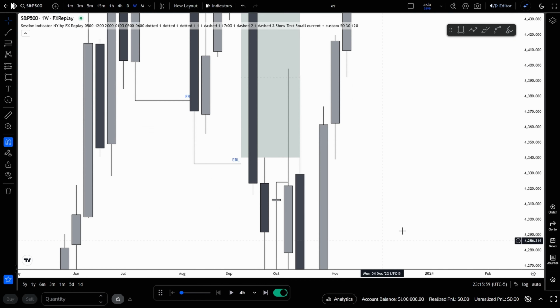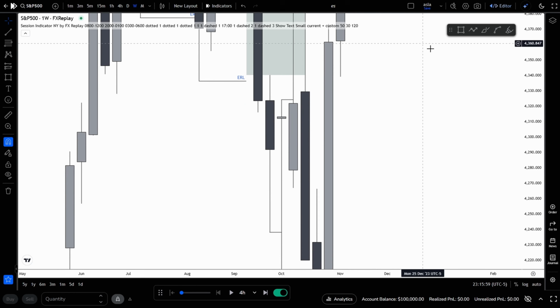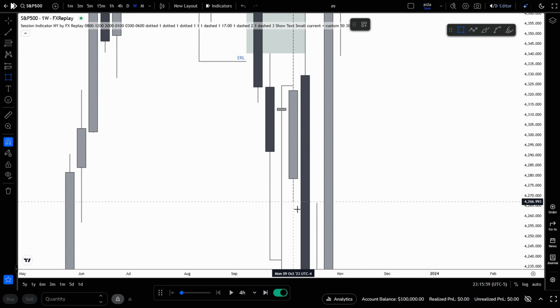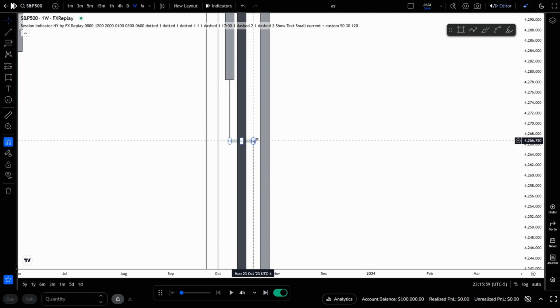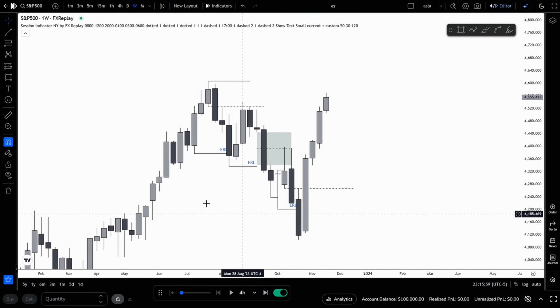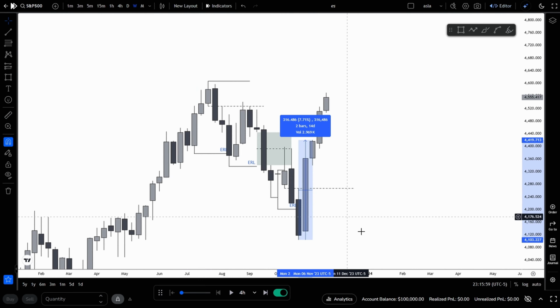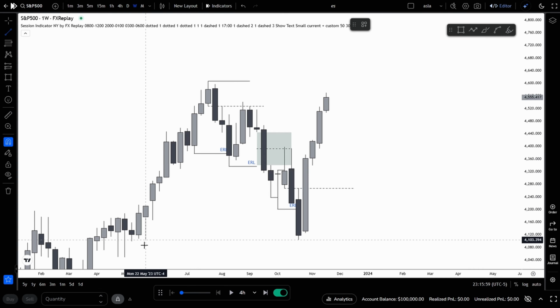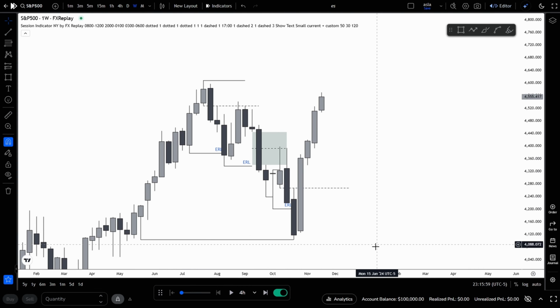If we zoom out, you can also see we just took this low over here, which is external liquidity. So now we can anticipate a potential move from external liquidity back into internal liquidity. Instead, what happens is price displaces aggressively over that fair value gap, creating an inversion. That shifts the narrative bullish.